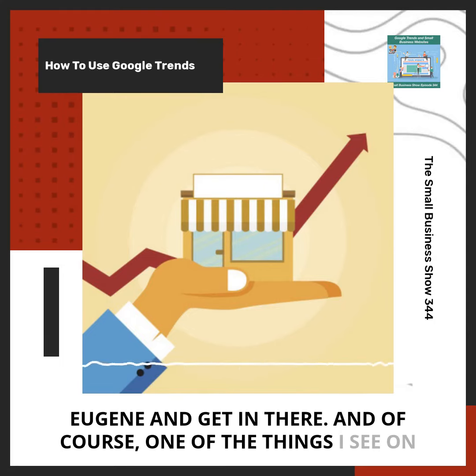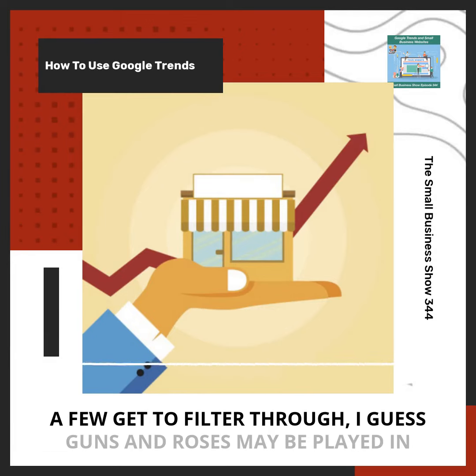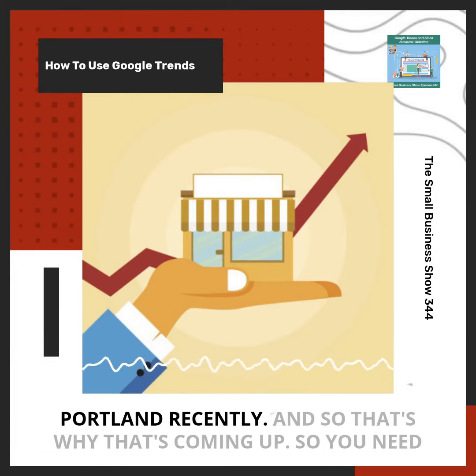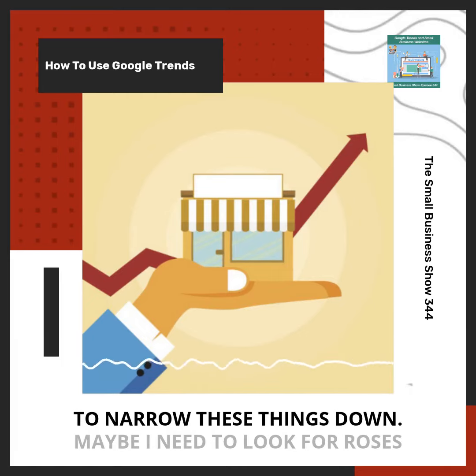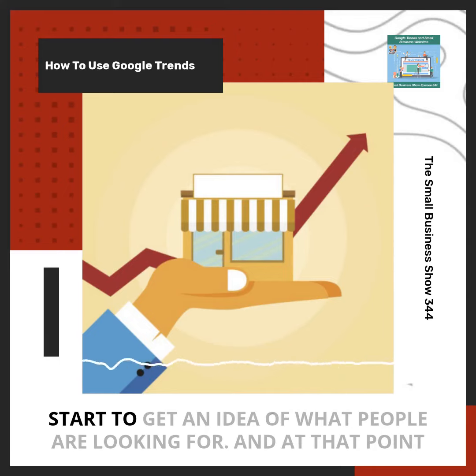And of course, one of the things I see on there is the Guns N' Roses set list. So you get to filter through. I guess Guns N' Roses maybe played in Portland recently, so that's why that's coming up. So you need to narrow these things down. Maybe I need to look for roses, flowers, and narrow it down that way. And then you start to get an idea of what people are looking for.